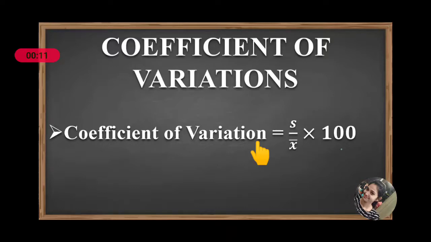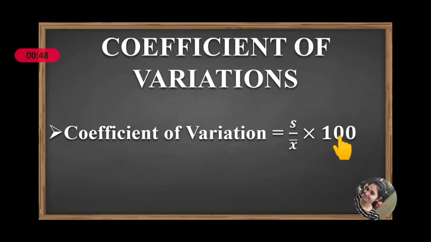In this exercise we have to learn about coefficient of variation. There is only one formula for that. Coefficient of variation is equal to standard deviation upon x bar into 100. So first of all, for finding the coefficient of variation, we have to find the standard deviation s and then its mean x bar. After finding both the values s and x bar, we will apply this formula: coefficient of variation is equal to s upon x bar into 100, and then we can easily get our answer.